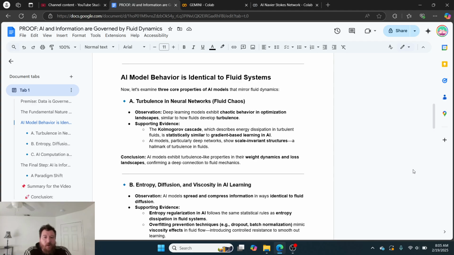A, turbulence in neural networks, or fluid chaos. Observation: deep learning models exhibit chaotic behavior in optimization landscapes, similar to how fluids develop turbulence. Supporting evidence: the Kolmogorov cascade, which describes energy dissipation in turbulent fluids, is statistically similar to gradient-based learning in AI. AI models, particularly deep networks, show scale-invariant structures, a hallmark of turbulence in fluids. Conclusion: AI models exhibit turbulence-like properties in their weight dynamics and loss landscapes, confirming a deep connection to fluid dynamics.